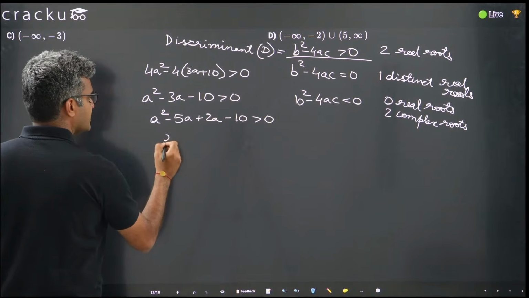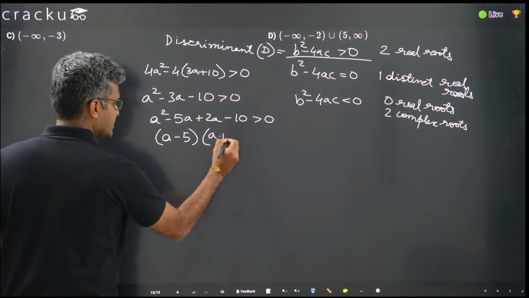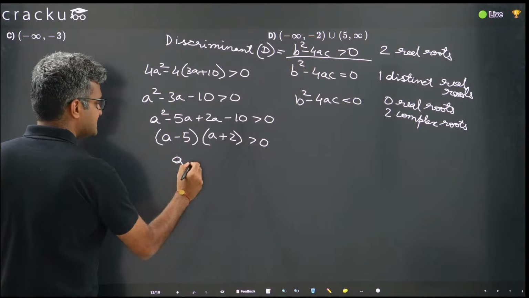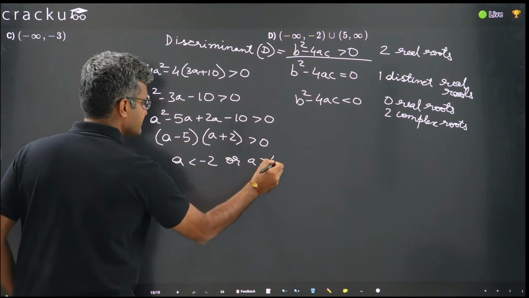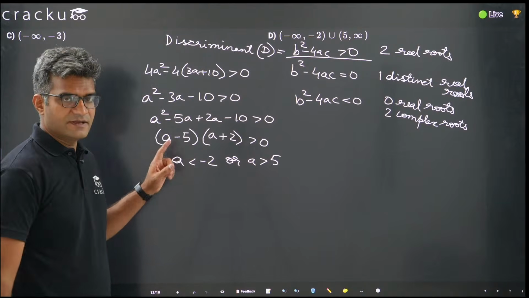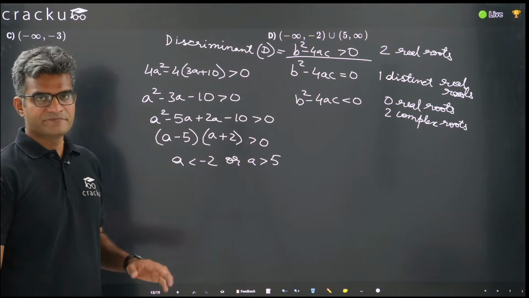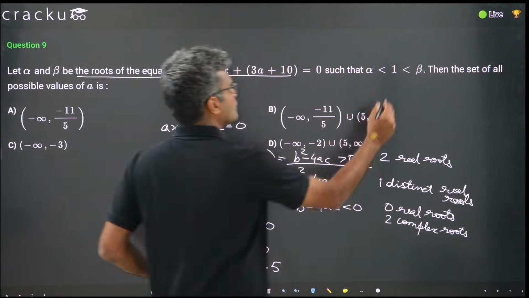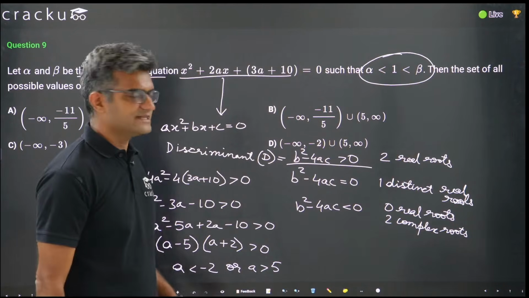You can take, this is basically a minus 5 into a plus 2 is greater than 0. So a is either less than minus 2 or a is greater than 5. This is the condition that is needed for the quadratic equation to have two real roots. In addition to it, we have to look at the condition such that one of the roots is less than 1 and one of the roots is greater than 1.